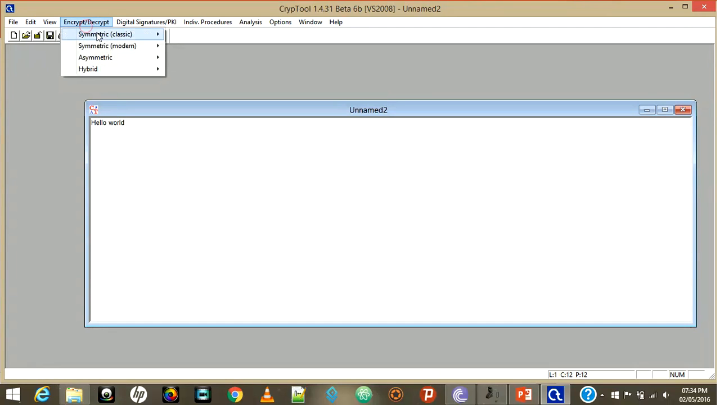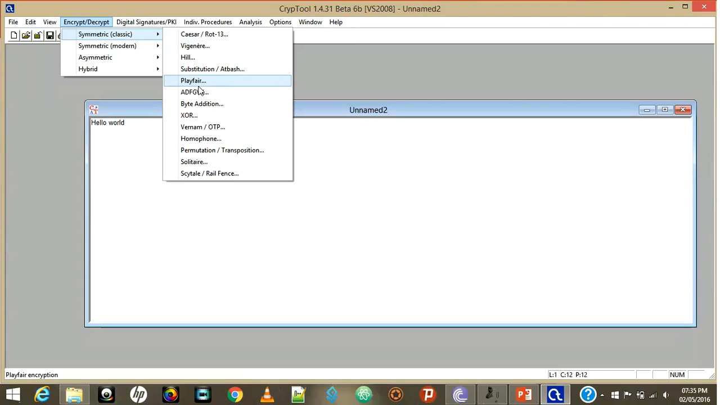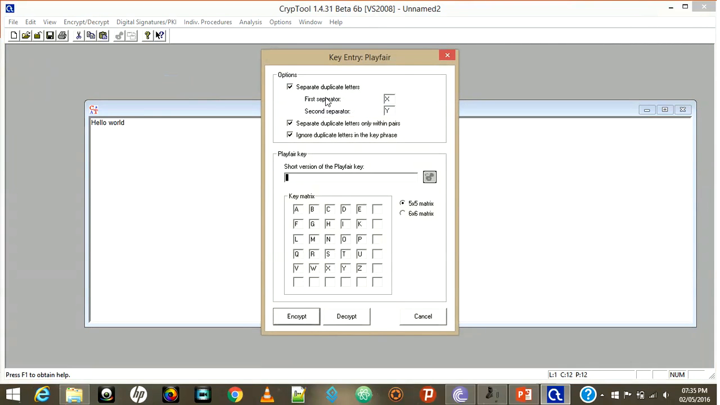Now encrypt using the more classic Playfair cipher. Okay, this is a Playfair cipher. In Playfair cipher you will see duplicate letters; that is the first separator, and the second separator. The first separator is used when two identical letters are adjacent. The second separator is used when an odd number of letters are there. Now check, this is the table that is given.